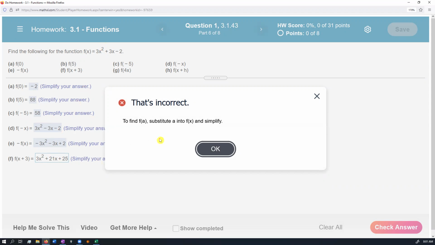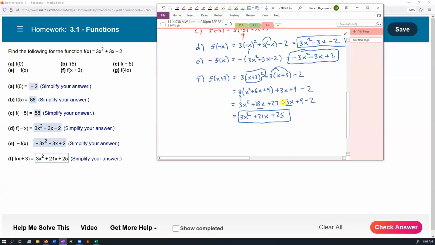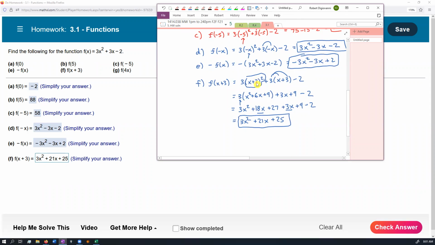Oh, that's 22, oops. No, that's 21, what the hell? 3, 9. Hold on a second. 3x squared, I'm looking back at this work right here. I plugged in x plus 3, we squared it, that's x squared plus 6x plus 9, distribute 3x squared, 18x, 27, then distribute through here, we get 3x plus 9 minus 2.